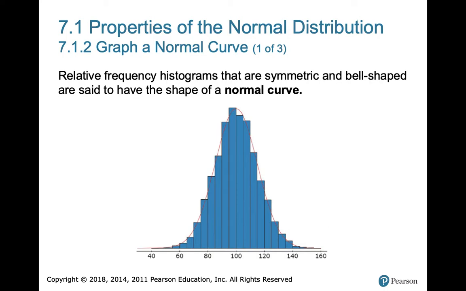Now, uniform distributions, nice flat distribution, and we can think about length times width, but more often what we're going to be concerned with is called a normal distribution. So this is a graph of a normal distribution curve. Two main characteristics are that it is symmetric and it is bell-shaped.